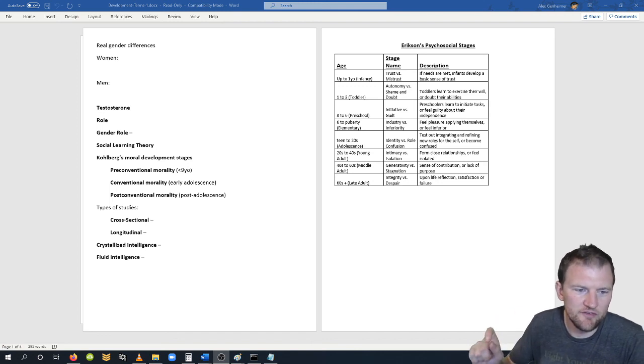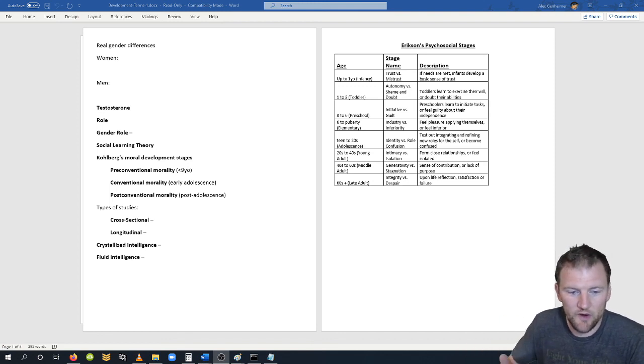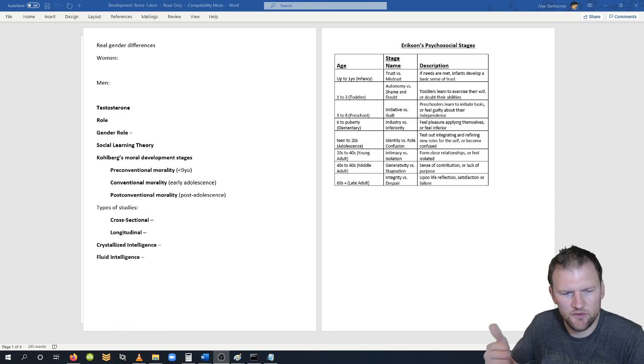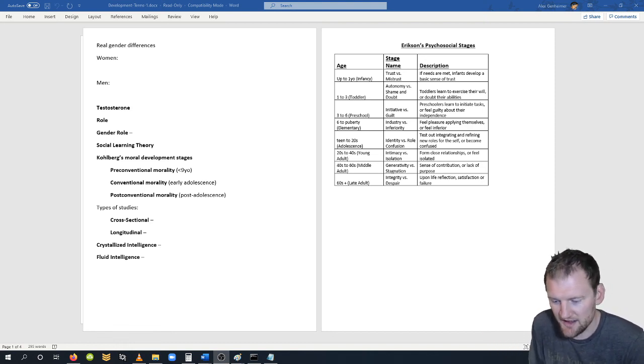There are two types of intelligence, crystallized intelligence and fluid intelligence. Crystallized intelligence is the accumulation of knowledge, so that's knowing what the state capitals are to the states. And fluid intelligence is your ability to think abstractly and reason out situations.